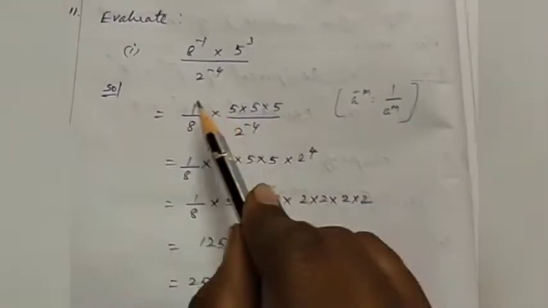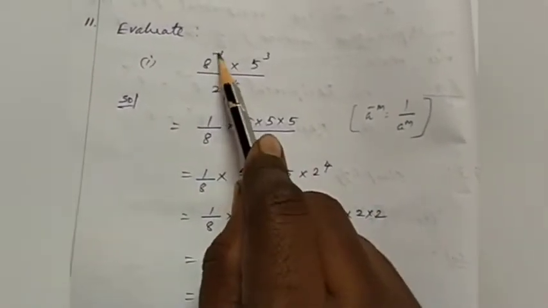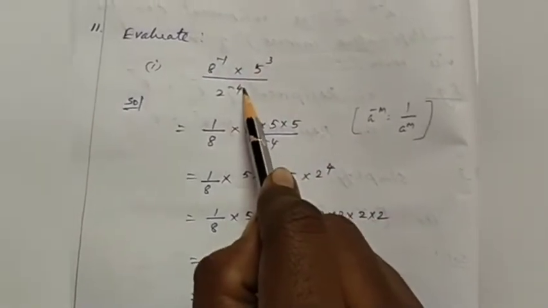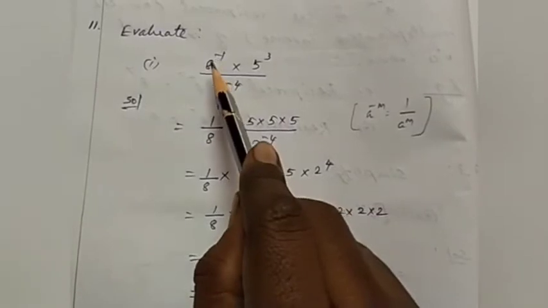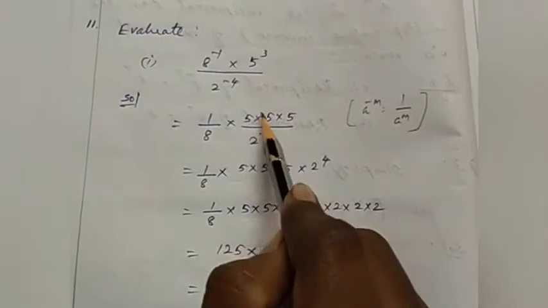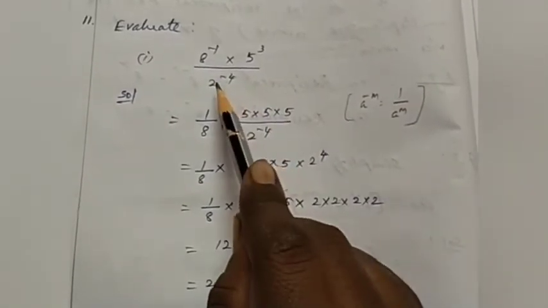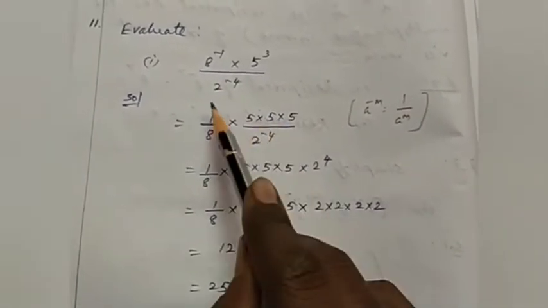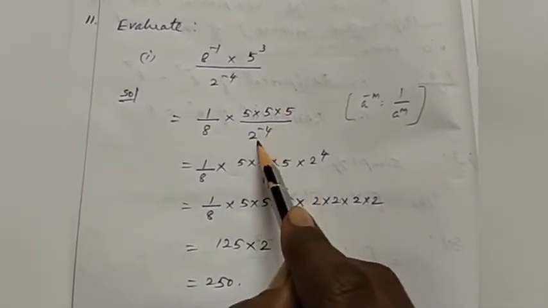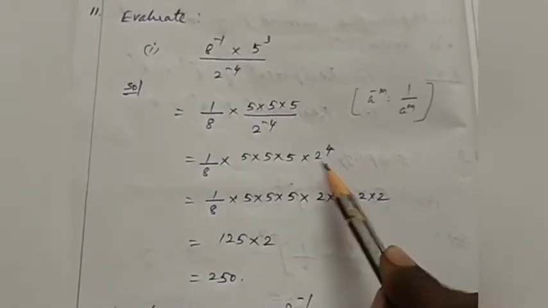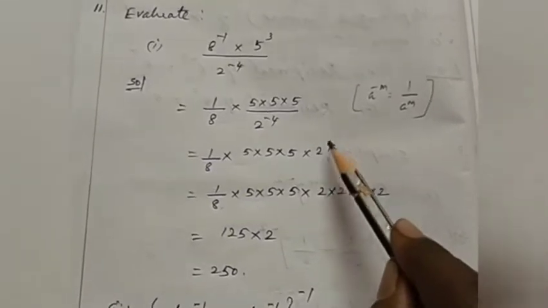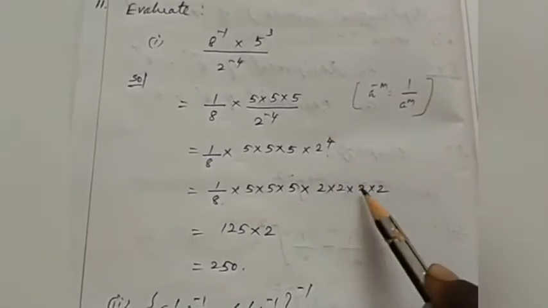Evaluate. The first one is (8 power minus 1 into 5 power 3) the whole divided by 2 power minus 4. So 8 power minus 1, we write 1 divided by 8, into 5 power 3, which means 5 multiplied 3 times, divided by 2 power minus 4. So 1 divided by 8 into 5 into 5 into 5. Here, 1 divided by 2 power minus 4 becomes 2 power 4. 2 power 4 means 2 multiplied 4 times: 2 into 2 into 2 into 2.